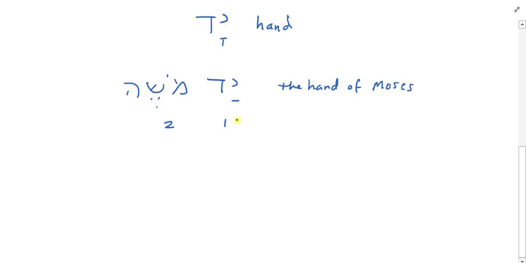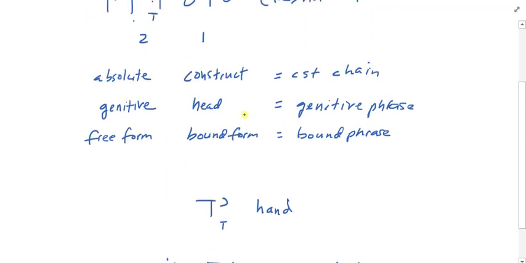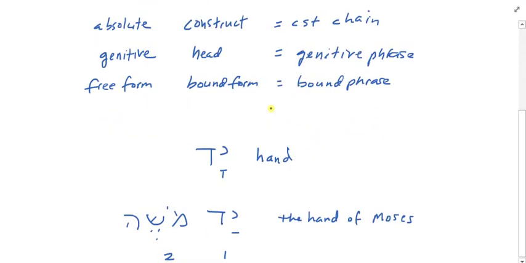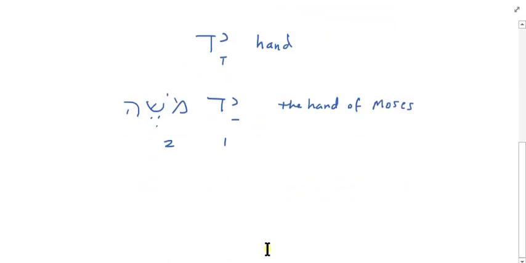sometimes you won't be able to tell the difference, as in Sus David. The form Sus is in the construct, but that happens to be identical to the absolute form of Sus as well. Okay? So sometimes you can tell the difference, sometimes you can't. Again, we'll look at some of the ways that you will see some changes to vowels or endings in just a moment. Okay? But I just want to give you the basic idea of such a thing as a construct chain.